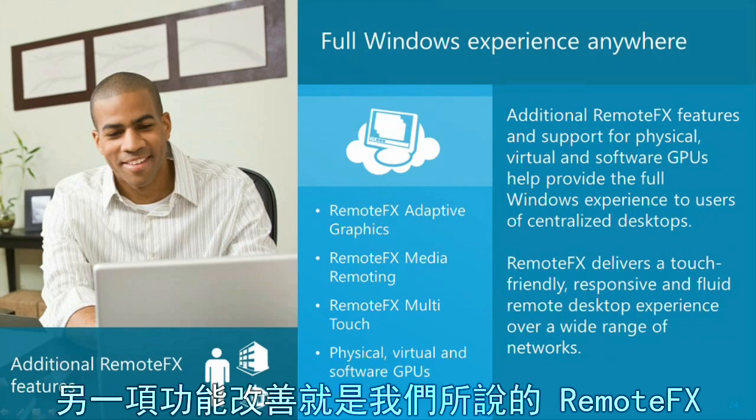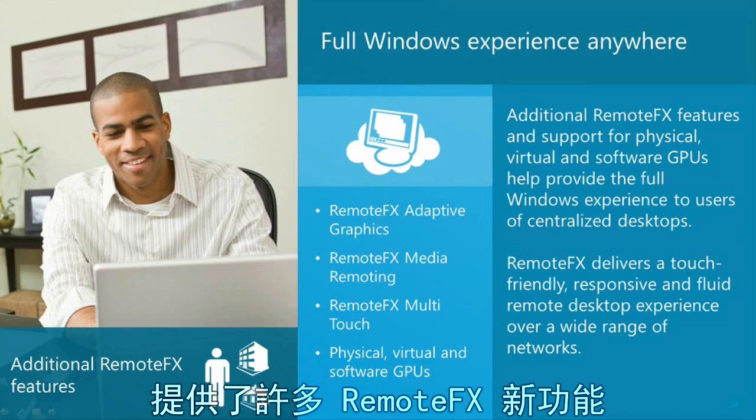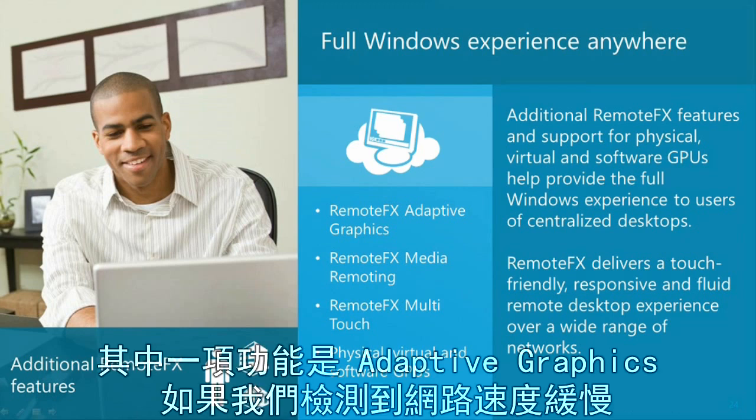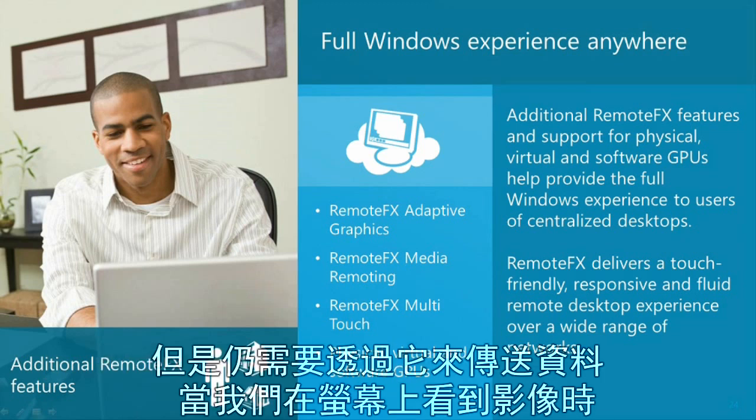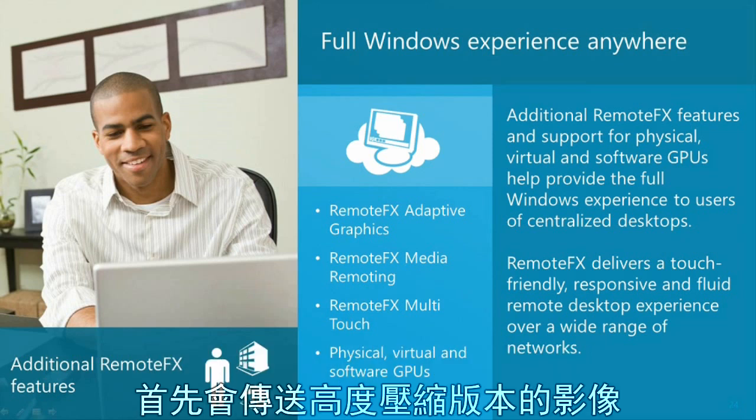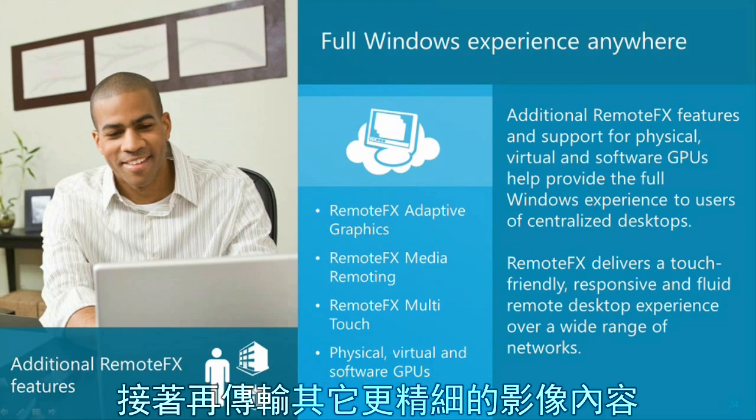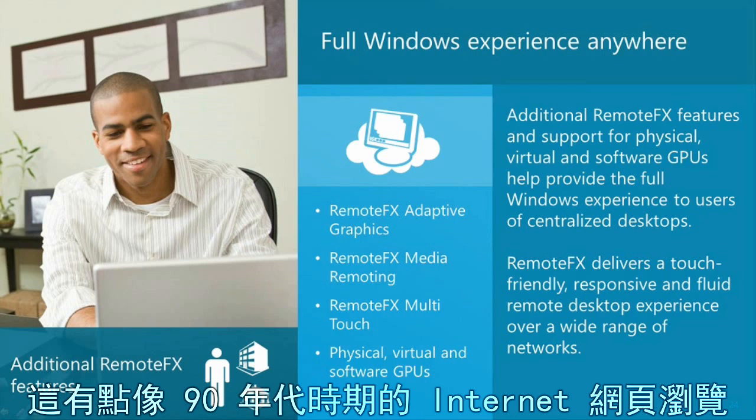Another improvement is what we call Remote FX. There's a lot of new Remote FX features. One of them being adaptive graphics. Again, this is where if we detect a slow link on the network, we'll send the data across. When we see images on the screen, we'll send a very heavily compressed version of the image first, and then deliver some other kind of more refined images. It's a little bit what surfing the internet was like in the 90s.